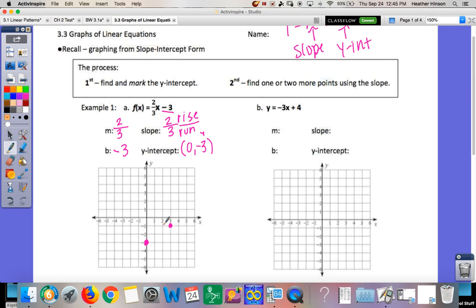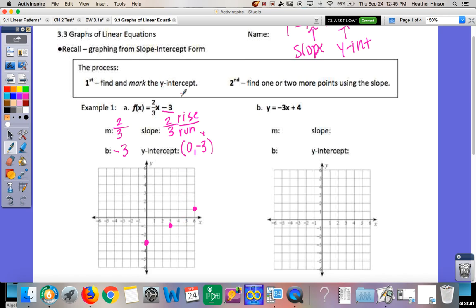You can find one point, or you can find 2 points, or you can get them all. But you have to find at least one more. I'm going to go ahead and find one more from there. So starting with the point I just plotted, I'm going to do my rise over run again. Up 2, run 3, and plot another point.